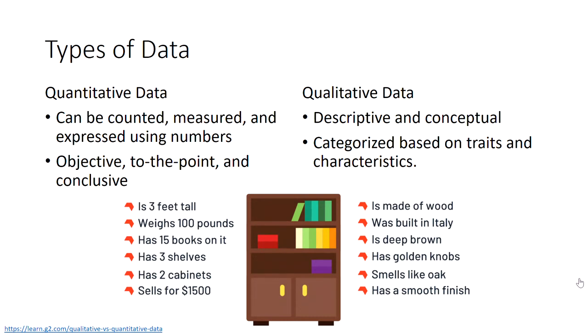So qualitative data, on the other hand, that's descriptive and conceptual. So the data is categorized based on traits and characteristics. It's much less objective than quantitative data. So the same dresser, nothing's changed about the dresser. The qualitative data is that it's made of wood, it's built in Italy, it's deep brown, has golden knobs, smells like oak, and has a smooth finish. Someone else who's looking at it may say something different, and that's why it's more subjective than quantitative data.